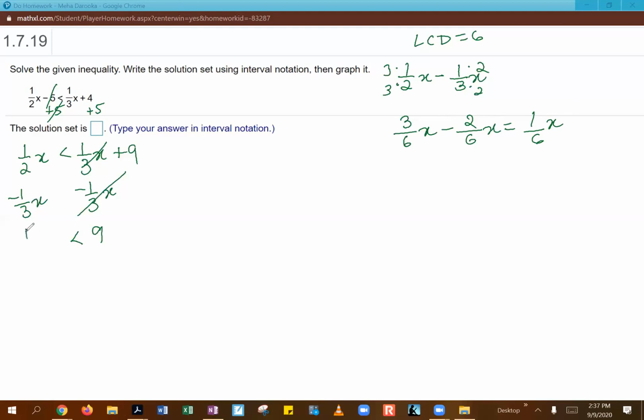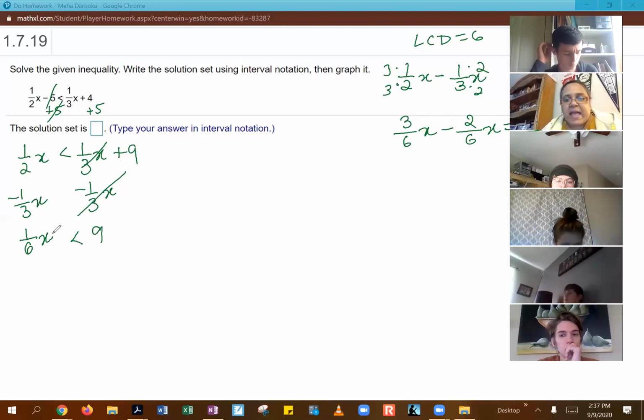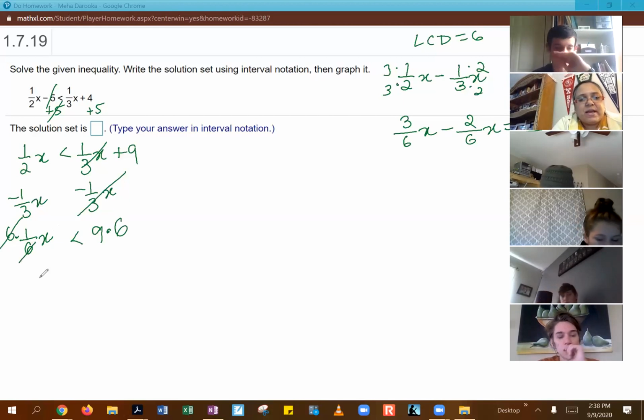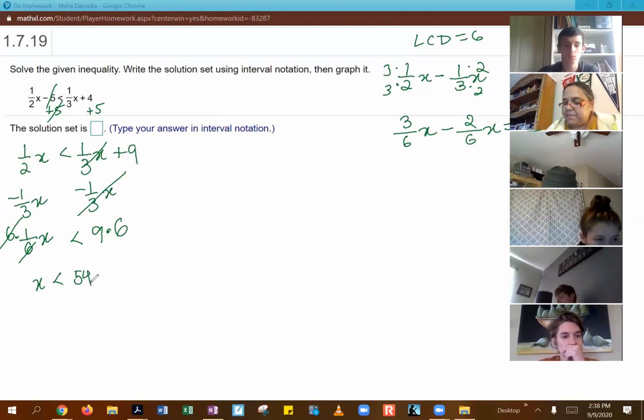So coming back to our inequality over here, you will now have 1/6 x less than 9. So what do you do to get that x by itself? Yeah, multiply by 6, right? Because you want to get x by itself. So if we end up multiplying both sides by 6, on the left-hand side, that 6 and the denominator 6 cancel out. 1 times x is just x. And, of course, we end up getting what, 54 on the right-hand side?